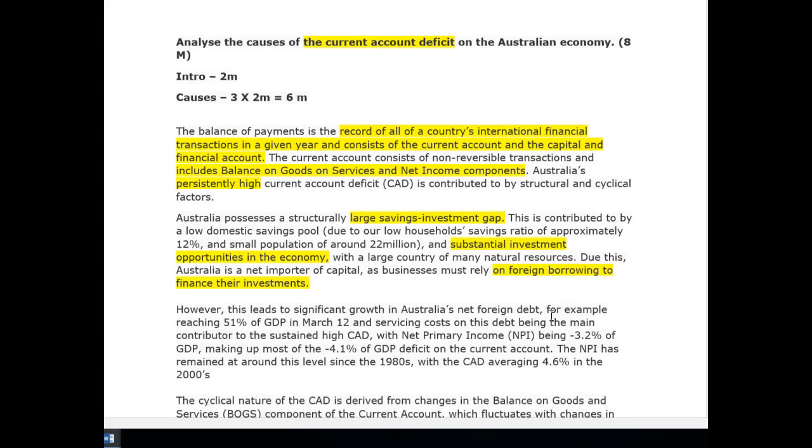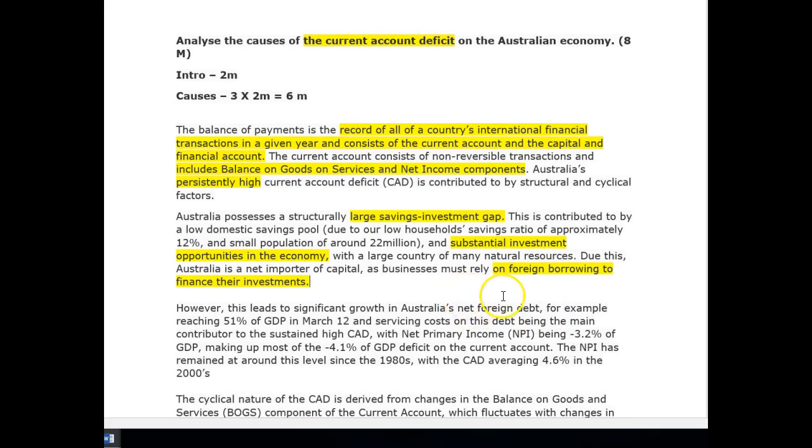So what happens is that when we rely on foreign investment, that contributes towards significant growth in Australia's net foreign debt. We have an example here, reaching 51% of GDP in March 2012, and that causes servicing costs to become a main contributor to the sustained high current account deficit. So our net primary income deficit will increase and cause our current account deficit to further increase. So the first reason is the large saving investment gap; you explain that and how it contributes towards higher servicing costs in net primary income and further worsens the current account deficit. We can include some statistics and examples.